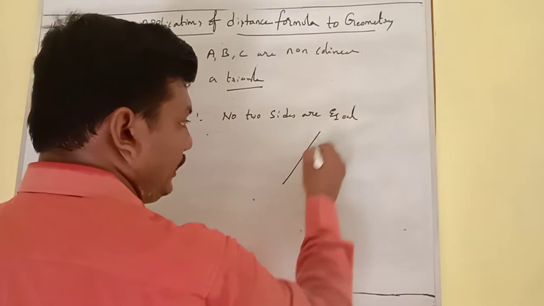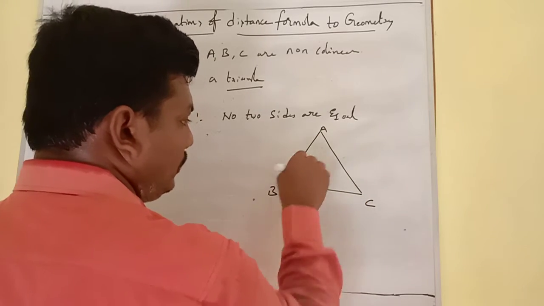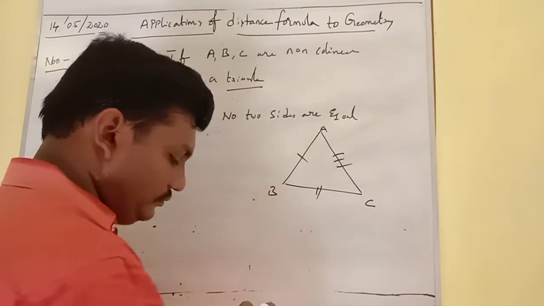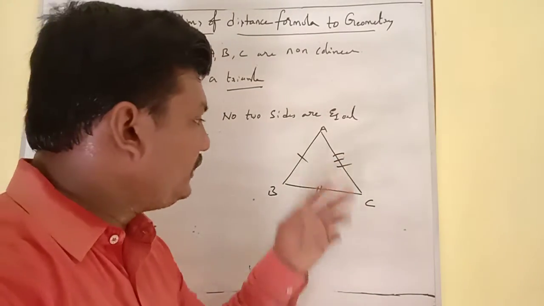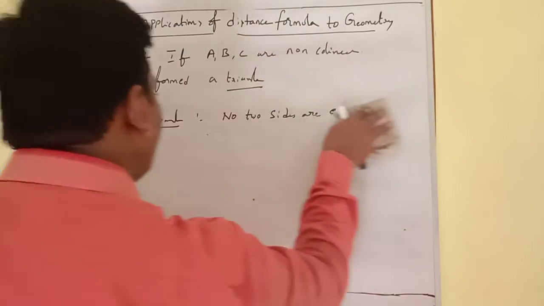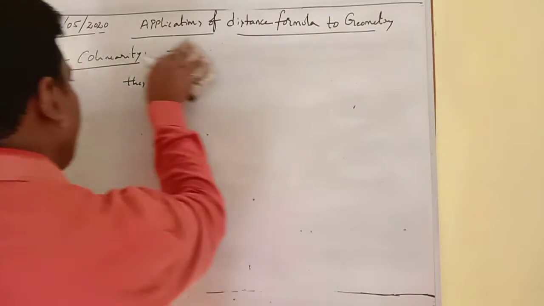That means if you take any triangle ABC, this side is different from this side, and this side is different from this side. So no two sides are equal. The distance of any two sides should not be equal. That is called a scalene triangle.